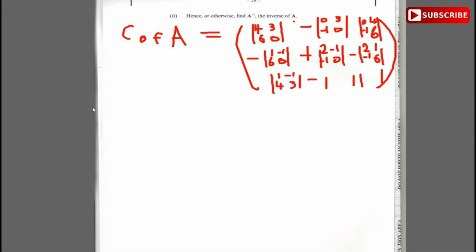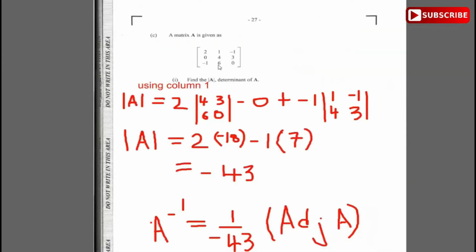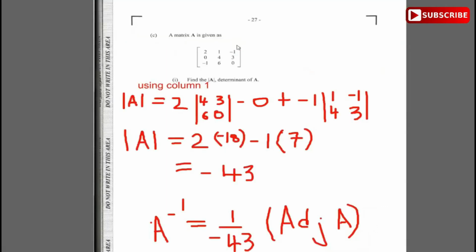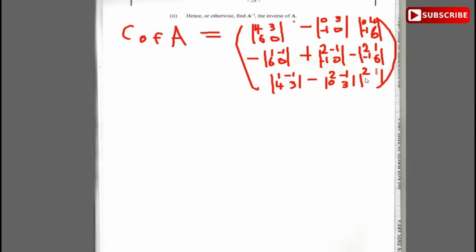Now go around here. It's going to be cross here, cross here. That's 2, minus 1, 0, 3. And finally, we cross here and cross here. So it's 2, 1, 0, 4. So now we can evaluate the cofactor matrix.